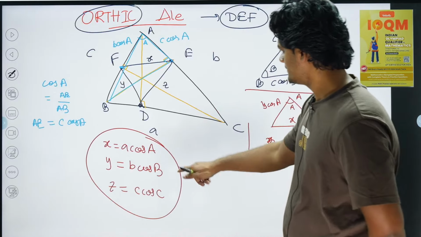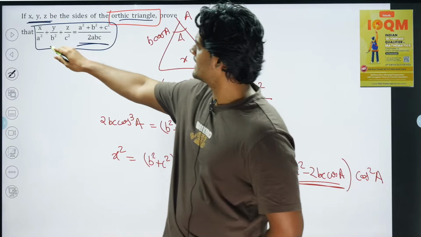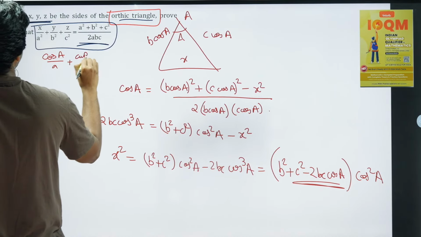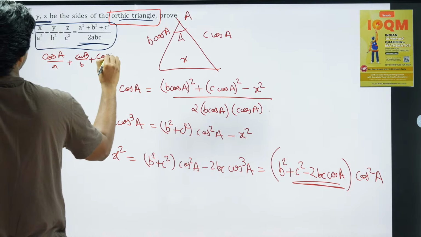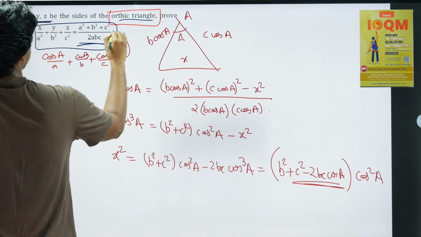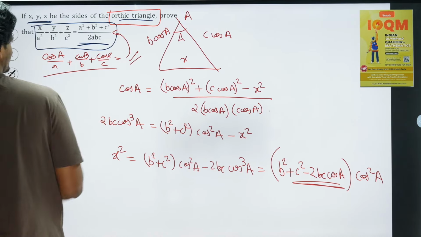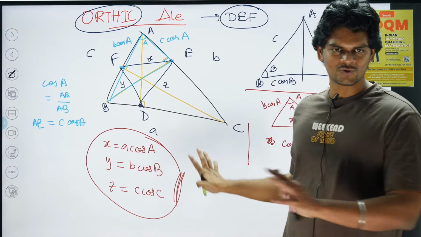So is this clear? At the moment you have that, this is simply cos A by A plus cos B by B plus cos C by C, and that will be this. This is not a problem. This is not an issue. It's just about finding x, y, z, right? This is clear. This is so cool in my opinion.